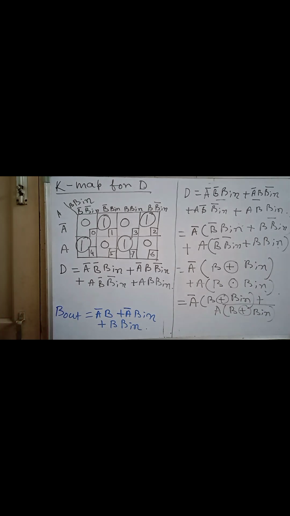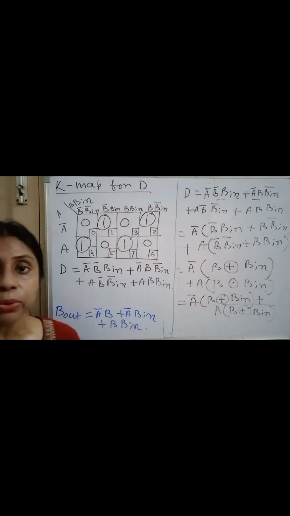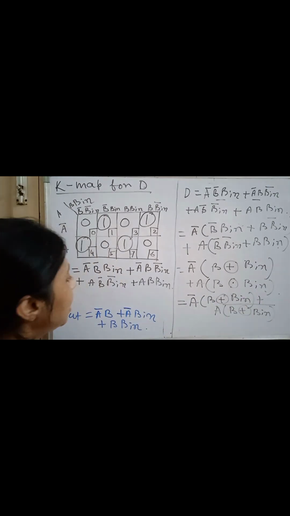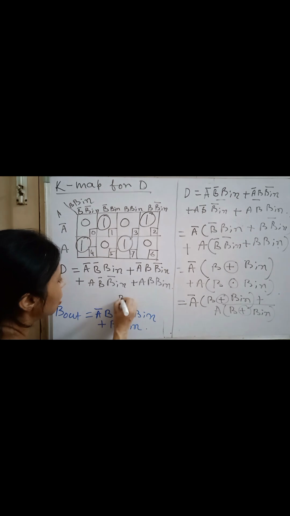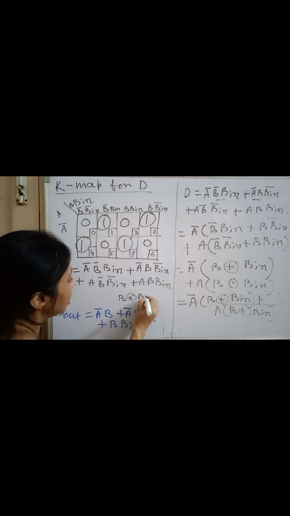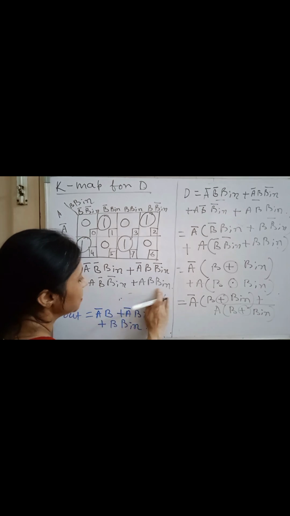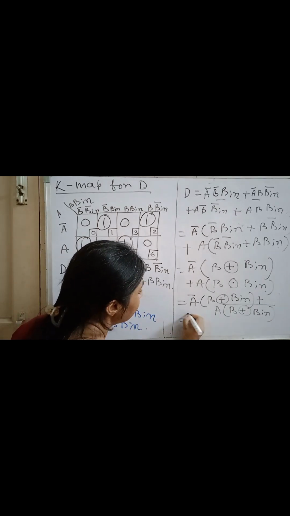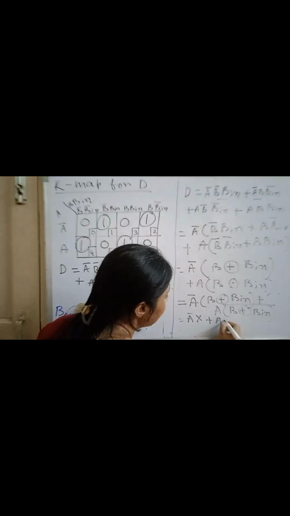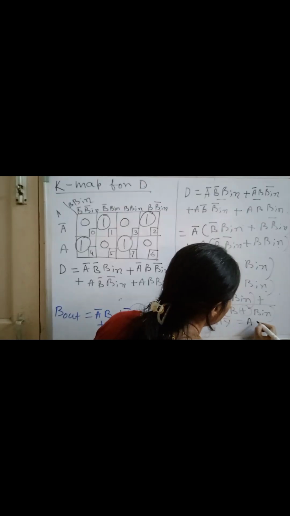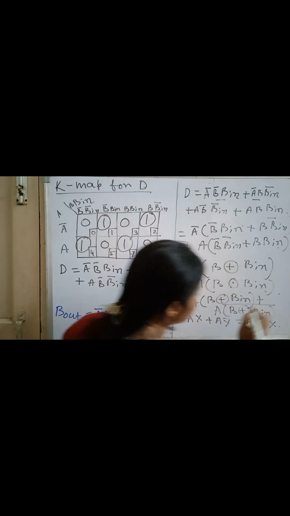Right? So now what can I write? If I take B XOR B in equal to X, then what is this? Suppose here B XOR B in, let B XOR B in equal to X. Right? Then what will it give? This will give you A bar X plus A X bar, that is equal to A XOR X.